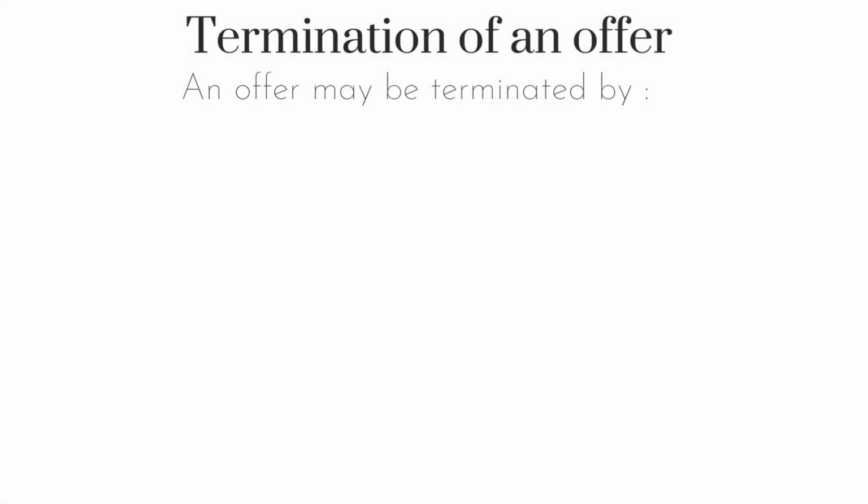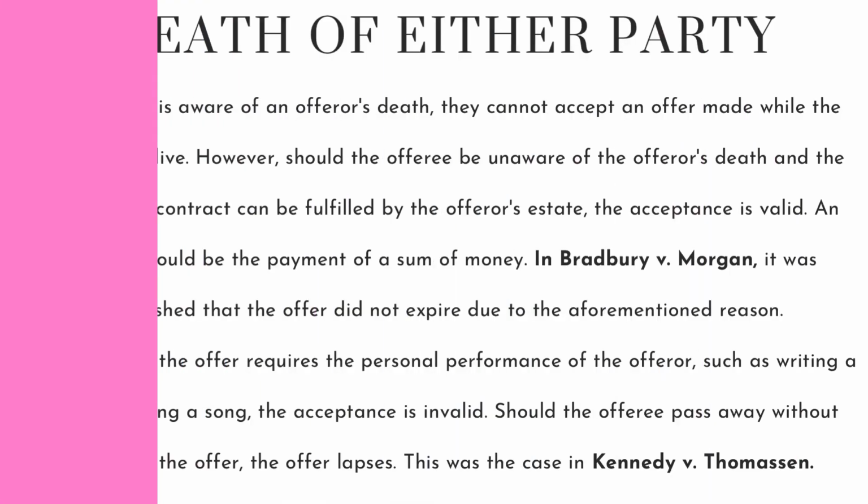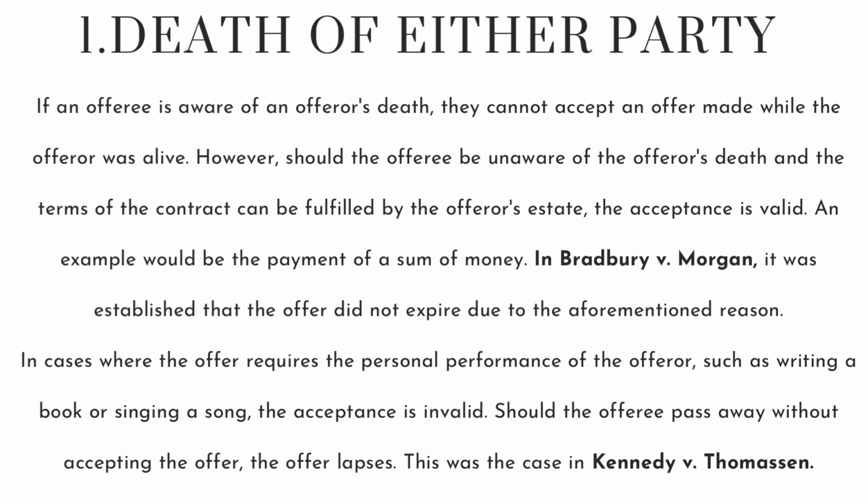Termination of an offer. An offer can be terminated by death of either party, revocation, lapse of time, and rejection. If an offeree is aware of an offerer's death, they cannot accept an offer made while the offerer was alive. However, should the offeree be unaware of the offerer's death and the terms of the contract can be fulfilled by the offerer's estate, the acceptance is valid. An example would be the payment of a sum of money. In Bradbury v. Morgan, it was established that the offer did not expire due to the aforementioned reason.